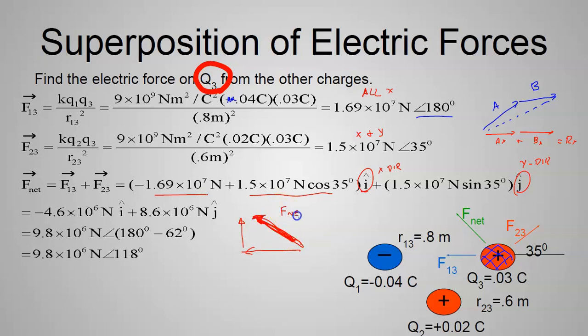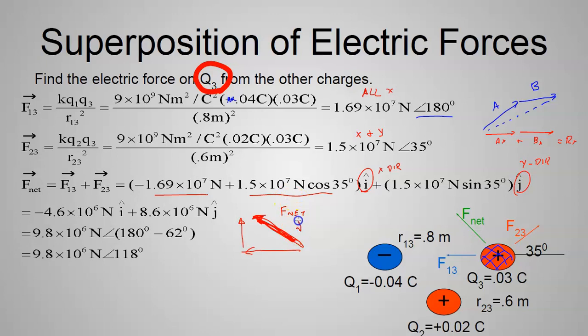I actually drew that into the picture over here. You can see that Q1 is going to pull it to the left. Q2 is going to push it this way. When I add F13 and F23, I'm going to get something right down the middle, and that's what we're seeing here. In order to get that, I've got to do two things.